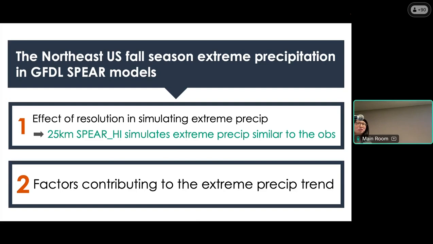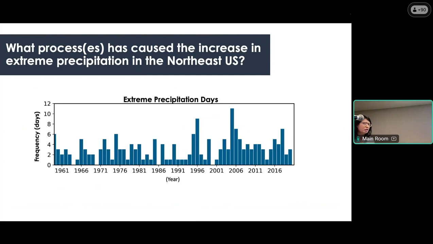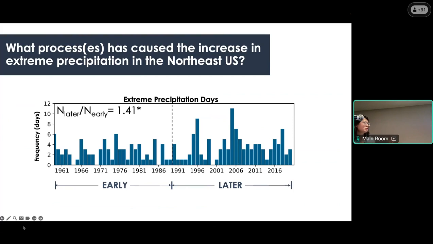So to address this, we look into the physical process behind some selected extreme precipitation days. Here is the time series of the frequency of extreme precipitation days for each year from 1959 to 2020 in observations. We can see that extreme precipitation days are more frequent in the later three decades, from the 1990s to 2020s, compared to the early three decades from 1959 to 1989. The total extreme precipitation days are about 40% more frequent in the later three decades. And the differences between these two periods are statistically significant at 95% confidence levels using a bootstrapping method.